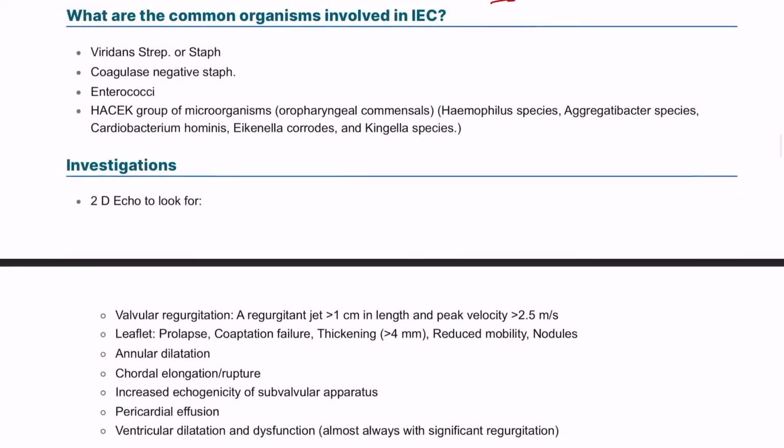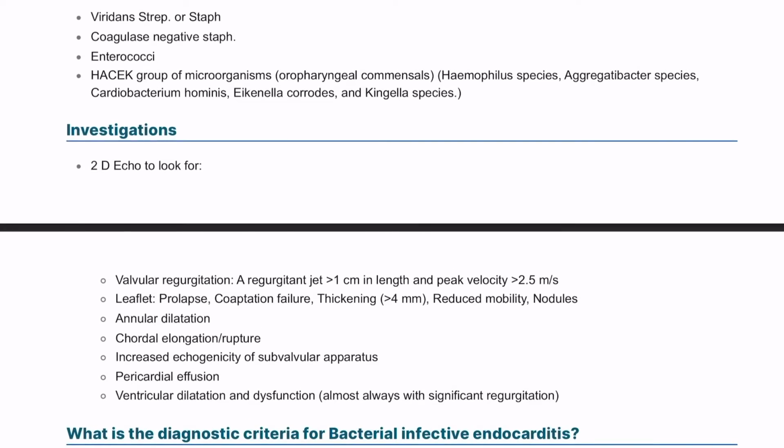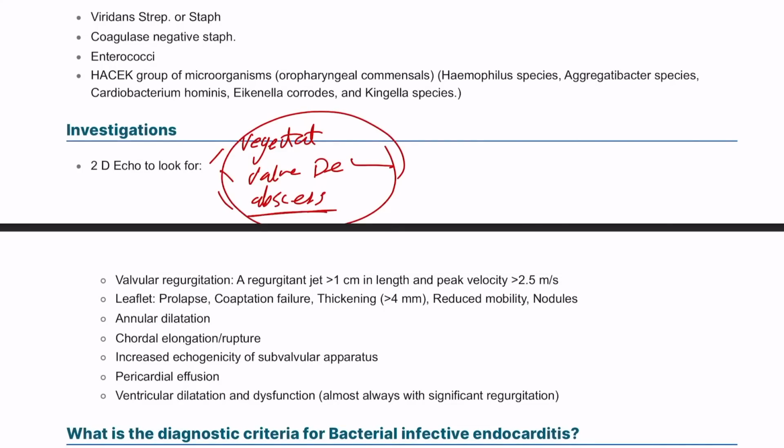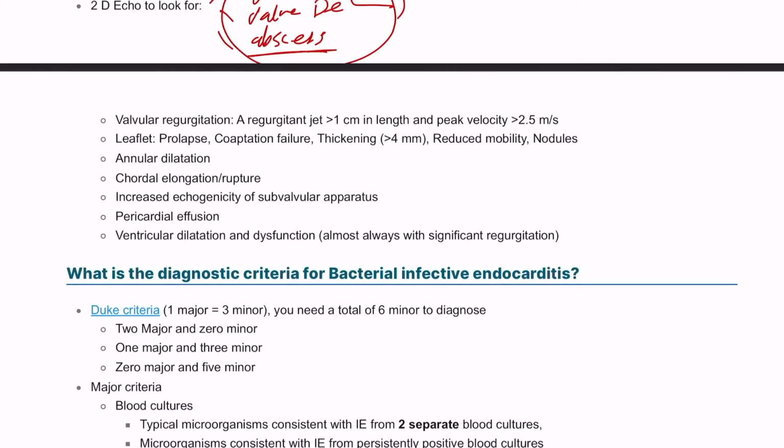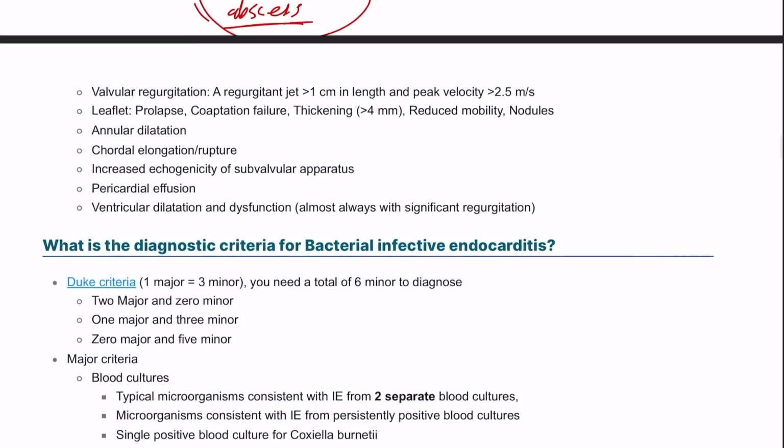The gold standard investigation for those patients is an echocardiogram, and they're basically trying to look for: 1. Presence of vegetations, 2. Presence of any valve dehiscence, 3. Presence of an abscess or any accumulation. This will confirm your diagnosis, and we're going to talk about how to diagnose a patient now.